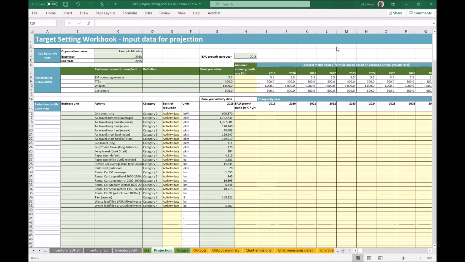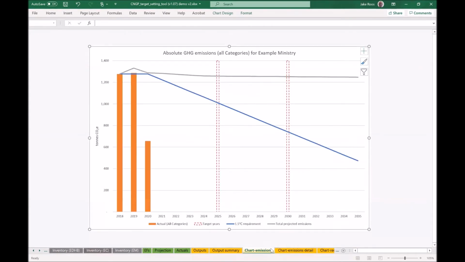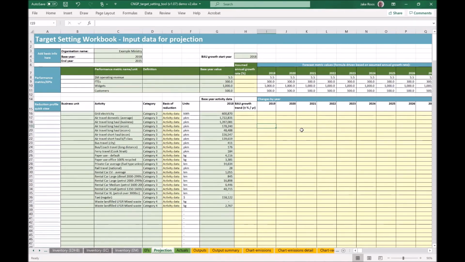You may well have a base year which is several years or a few years before the current time. If that's the case, then you'll have some emissions history that you can enter into the target setting tool under actuals. And this will appear on your charts. But we have a little problem. If your base year is in the past, obviously you want your projection to match the past. At the moment here, you can see the grey line is way above where these orange bars are. So essentially, we want our projection to match the actuals up until the present day. So this is how you do that.